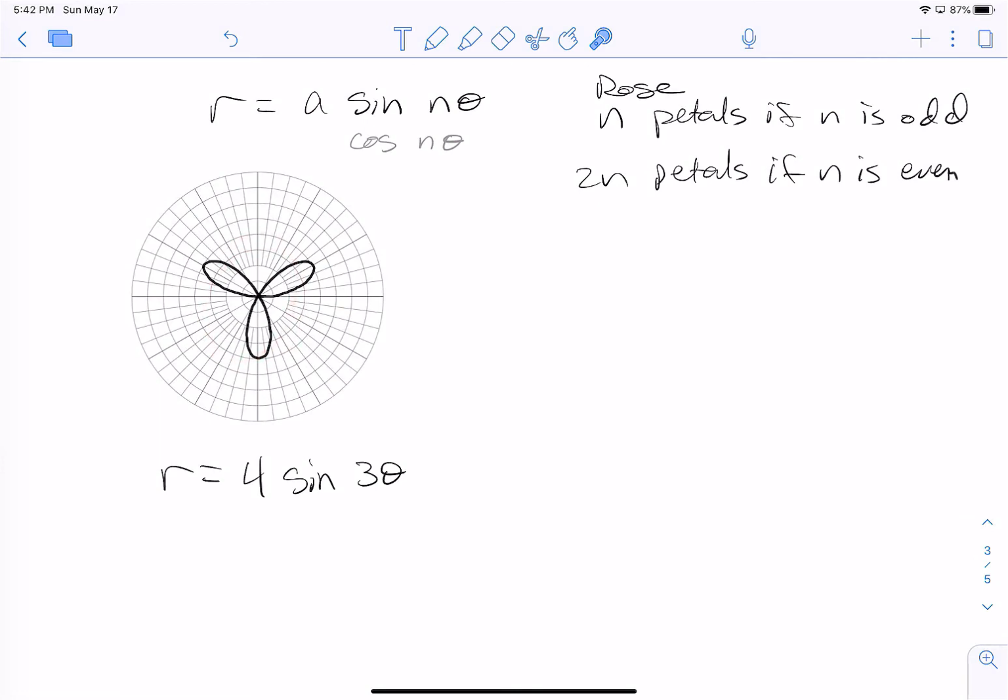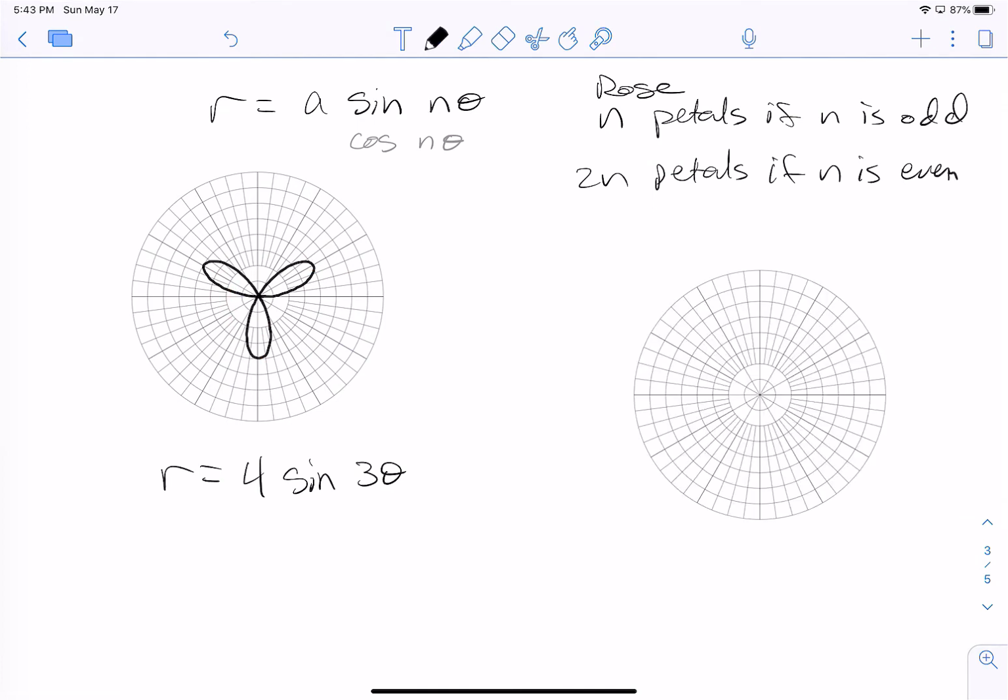be 8 petals. And anytime we have a rose with petals, oh, by the way, it's P-E-T-A-L-S, right? Not like a bicycle, but like a flower. Anyway, the tips of the petals are evenly distributed around the circle. And so for a rose with 3 petals, these 3 petals are 120 degrees apart at their tips.